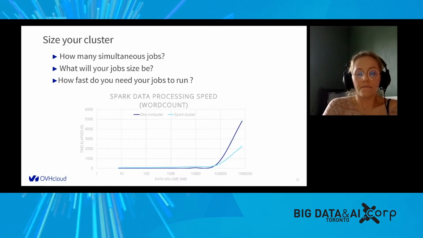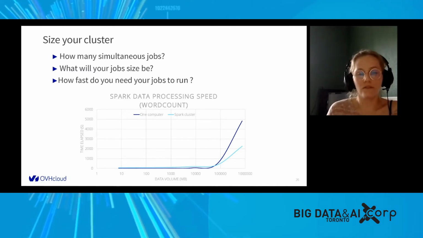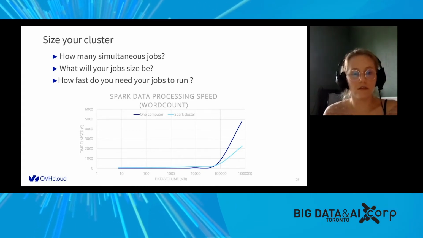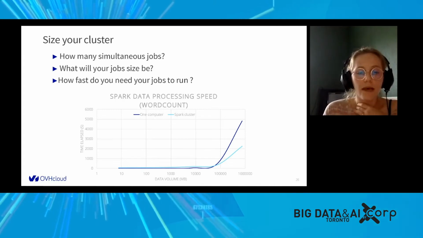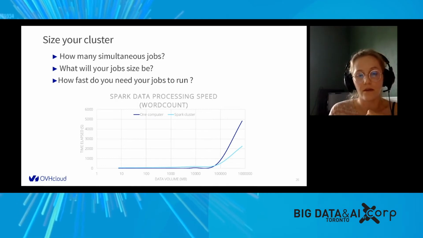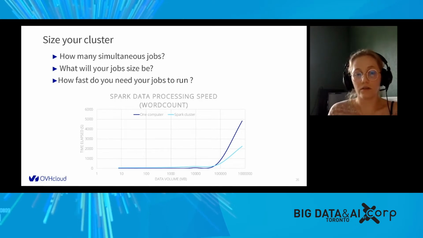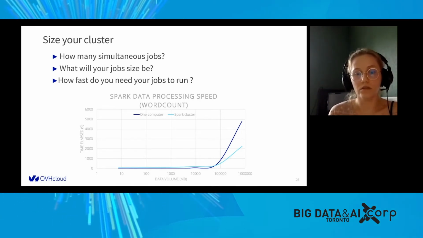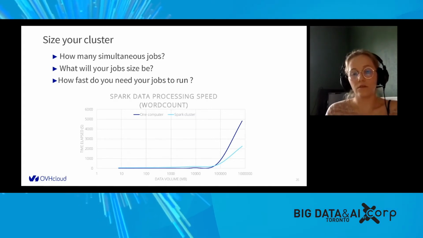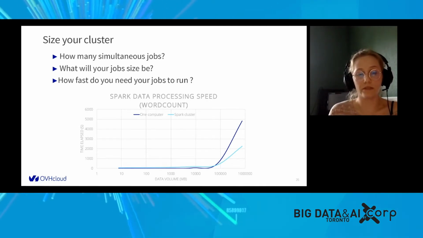Because the size of your cluster, the speed of your cluster, depends on the number of resources allocated to it. As you can see on this chart, which represents the data volume processed by one Spark job that is run either on a single node or on a Spark cluster with several nodes, you can see that the more data you want to process, the more interesting it is to have several nodes if you want it to be fast.